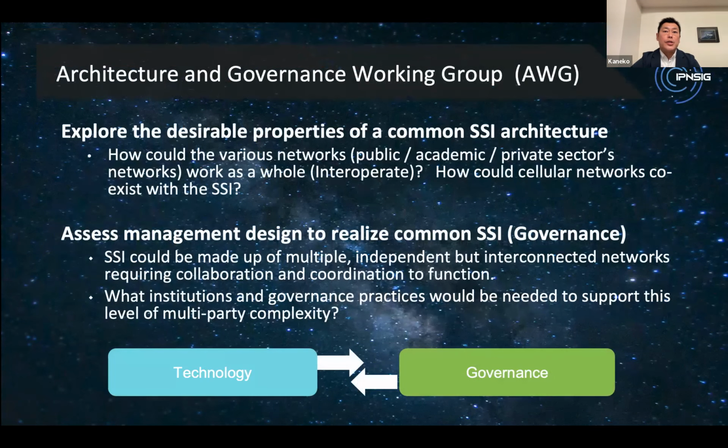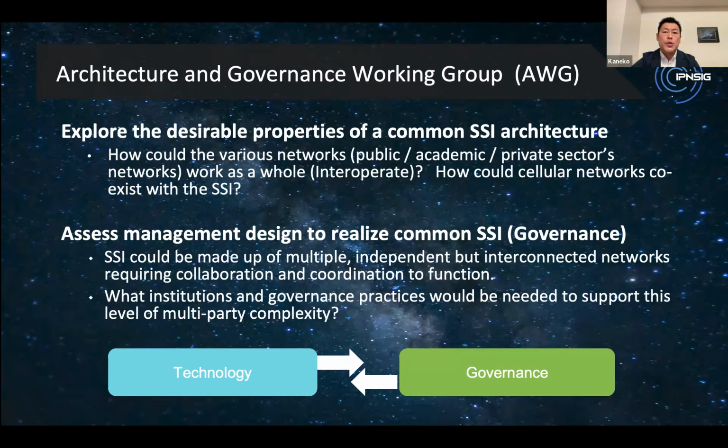So the Architecture and Governance Working Group, or the AWG. We have established this working group early this year, mainly focusing on the two aspects that you see here. One is to explore the desirable properties of a common SSI architecture. Some of the questions we would like to tackle are how could the various networks, such as the public, the academic or the private sectors, interoperate and work as a whole network? Or how could the cellular network coexist with the SSI? And that will be the first piece.